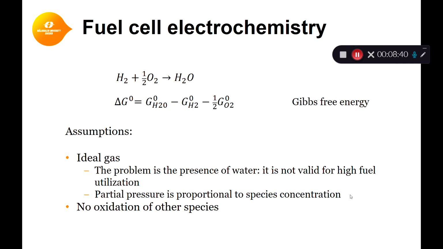The first one is that we consider ideal gas, so we will always consider ideal gas law. And this is quite a reasonable assumption when we talk about gases like hydrogen or oxygen. It can be not valid if the presence of water vapor is very high. So in some conditions, because water vapor is generated in the fuel cell, the concentration of water vapor is too high and this assumption is not valid anymore. The other assumption that we are making is that there is no oxidation of other species, but just hydrogen.